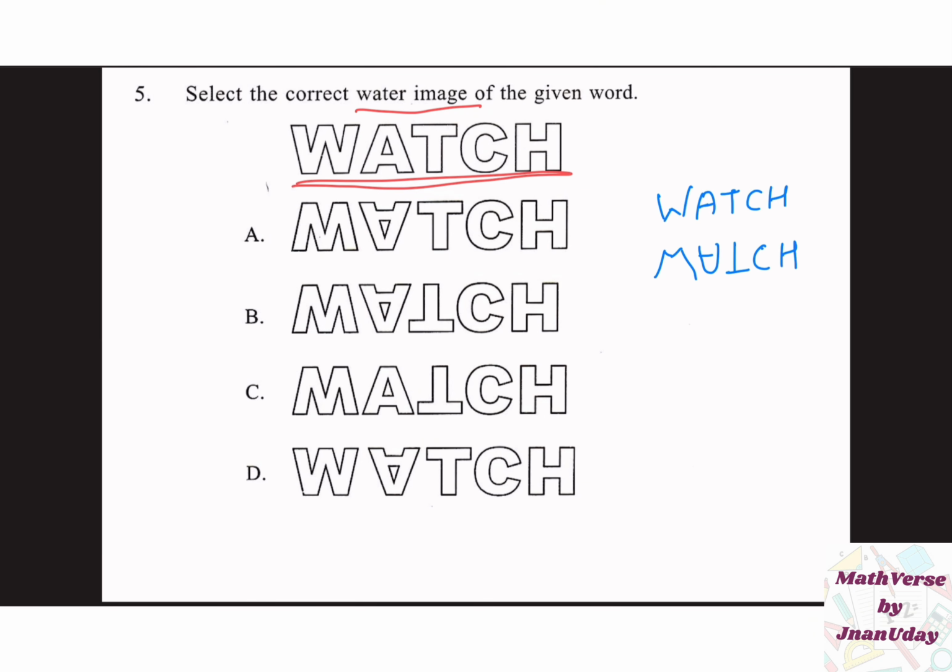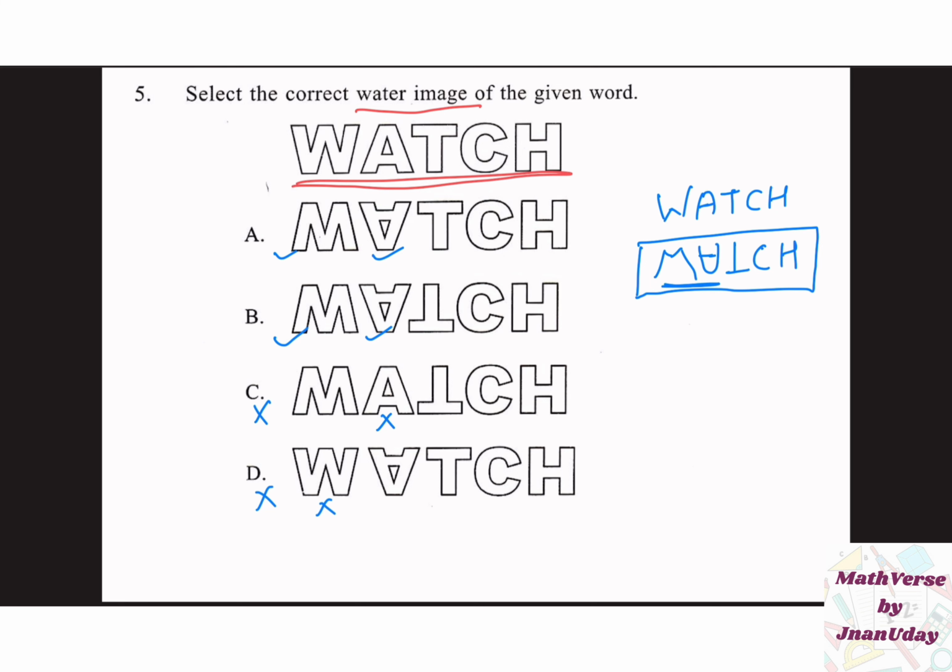C and H will remain same. So now this word we have to find out like this image is present in which option. Okay, so as you can see W, A, right? It is like this in first two options. Here it is not there, here W is not there. Okay, so these two options will not come.